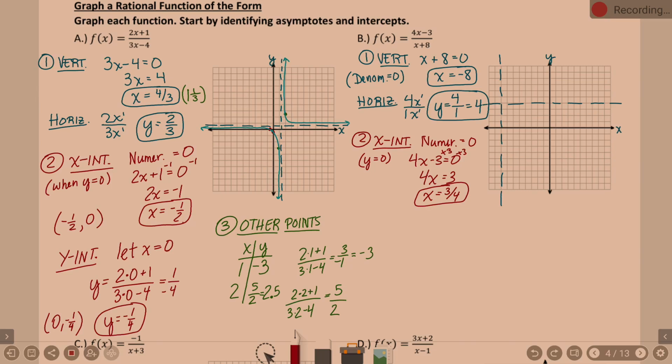If you want to think about this as an ordered pair, it's 3/4, comma 0. Can you go ahead and put that on your graph? X-intercept of 3/4. What are we doing? Right 3/4. So it's just between 0 and 1.